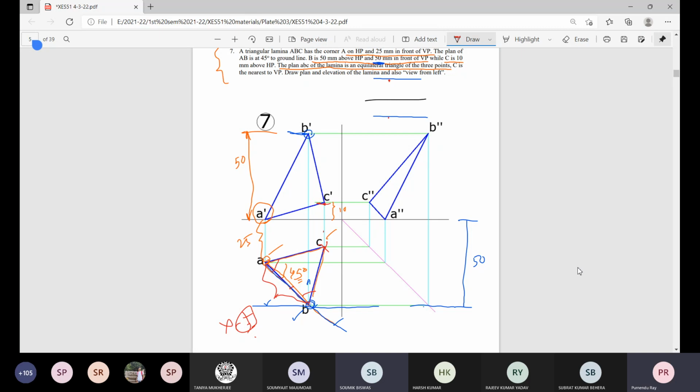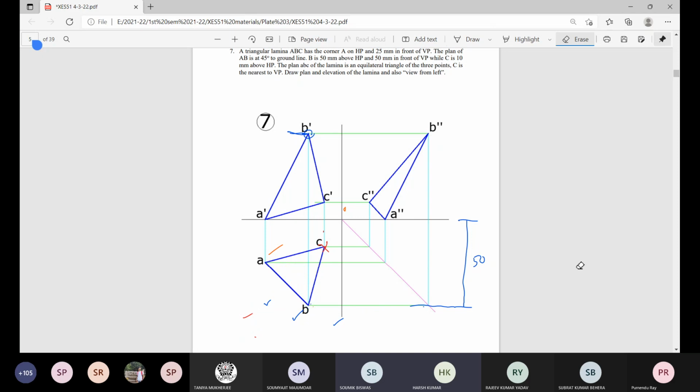Now you just tell me what is your problem. Let me erase this clumsy information. Yes, sir. Sir, the position of B is known. It is 50 millimeter above HP and 50 millimeter in front of VP. And we have found out the position of B dash. So can't we simply draw the vertical line to find the position of B? Because it is 50-50 only.